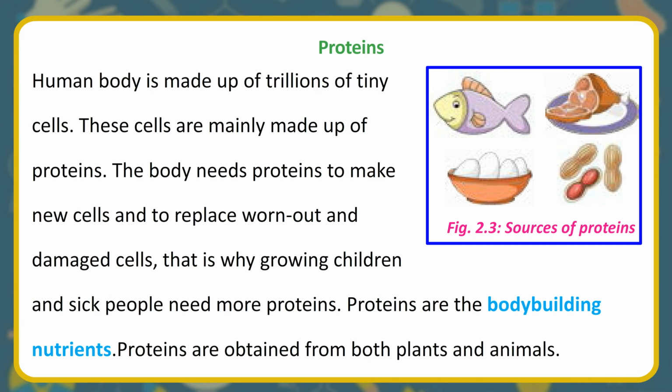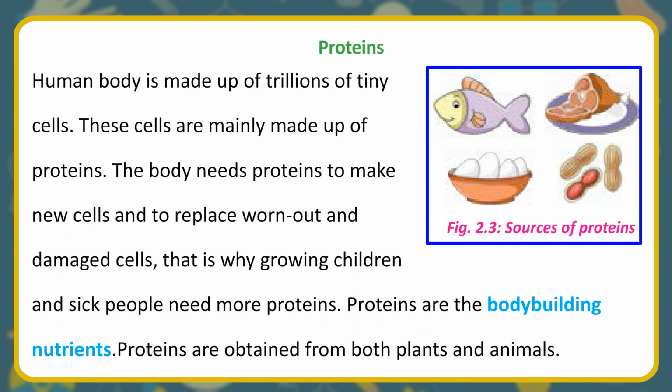Proteins. Human body is made up of trillions of tiny cells. These cells are mainly made up of proteins. The body needs proteins to make new cells and to replace worn-out and damaged cells. That is why growing children and sick people need more proteins. Proteins are the body-building nutrients.